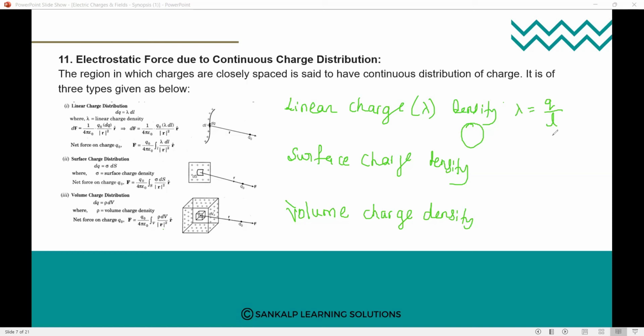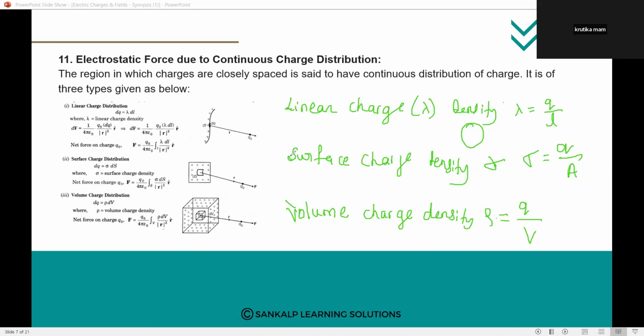So what is linear charge density, students? Linear charge density is charge per unit length. Surface charge density is denoted by the letter sigma. It is defined as charge per unit area. The volume charge density is denoted by rho, which is equal to charge per unit volume. So linear charge density is charge by length, surface charge density is charge by area, and volume charge density is charge by volume. Now, if you tell me all the three units, I can proceed to the next point.